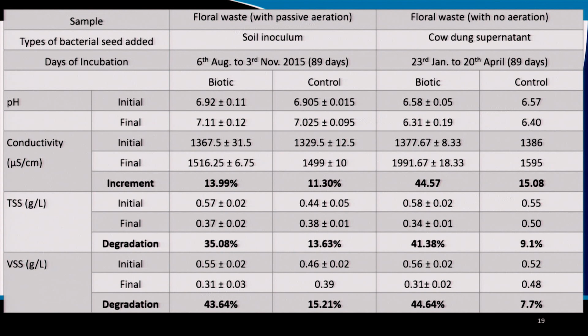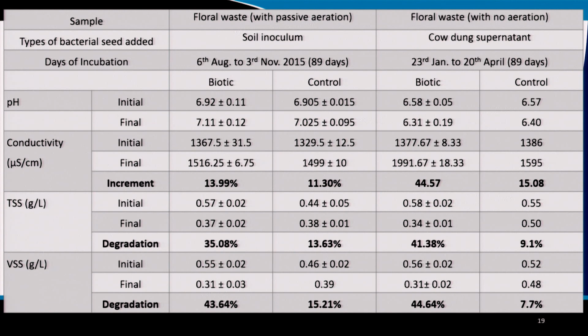And the inoculum in this case was soil. In the second case, the BOD bottles were used along with floral waste, so no aeration during the incubation period was provided, and cow dung was used as the source of bacterial seed. And you can see the difference. This condition without aeration and with cow dung as the inoculum gave better results, not a huge difference, but significantly better results compared to floral waste with aeration and soil inoculum in terms of TSS as well as VSS.